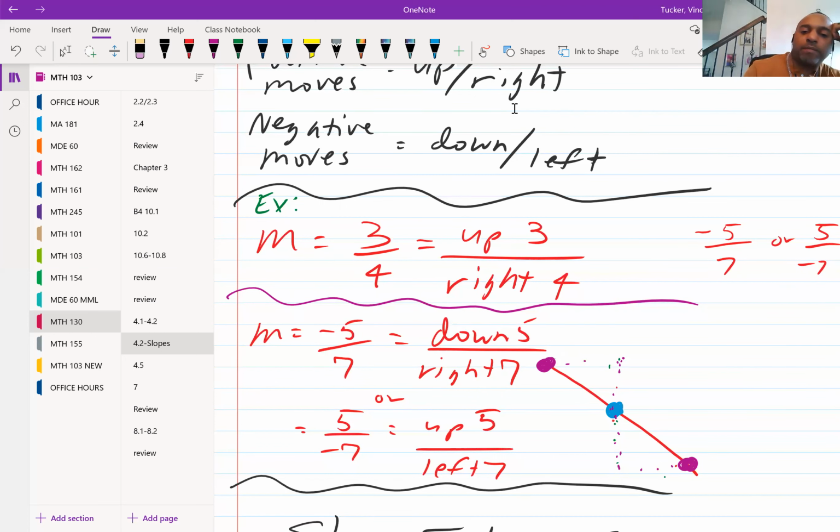So if I have my point, and my point is right here in the middle, and I go down 5 and right 7, I go down and then to the right, that'll give me this point right here. But if I were to go up 5 and left 7, that'll give me this point right here, but you notice it's still creating the same line. So you just have to make sure that you give the negative to one or the other. You don't give the negative to both. That's either -5 over +7 or +5 over -7.